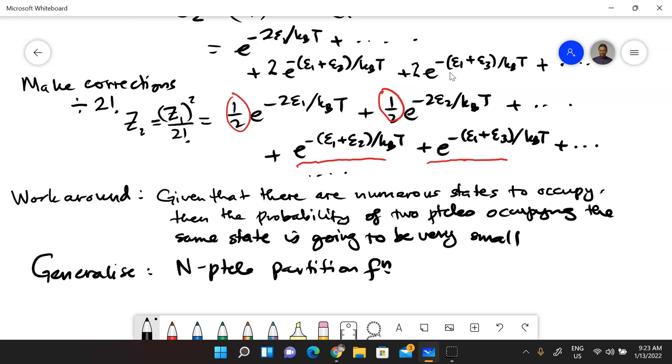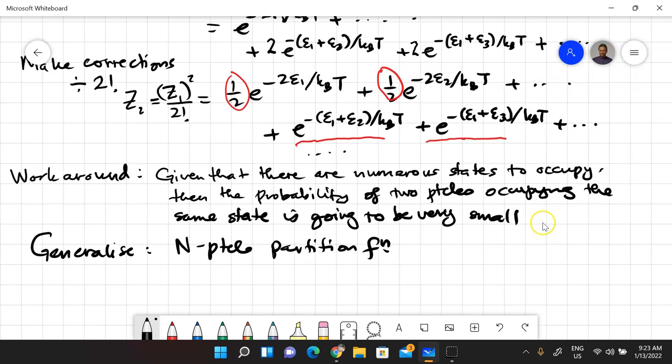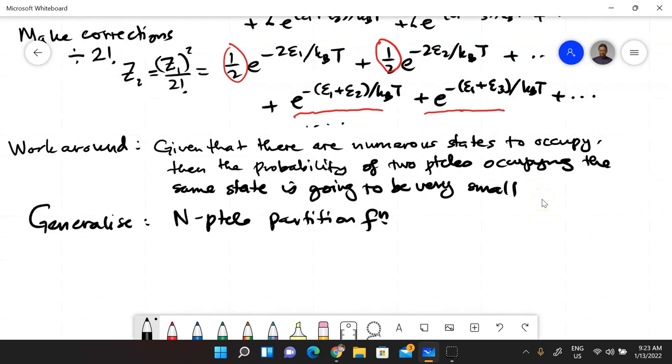So the idea now is you can have the n particle partition function by just taking your single particle partition function, which now is going to be to the power of n, and then divide by n factorial. So that will simplify a lot of work. Okay? Simplifies calculations.